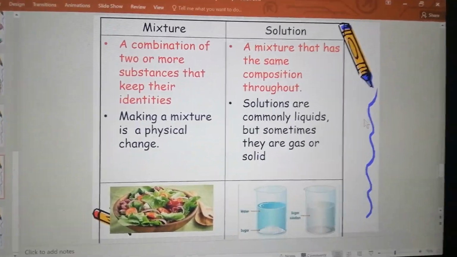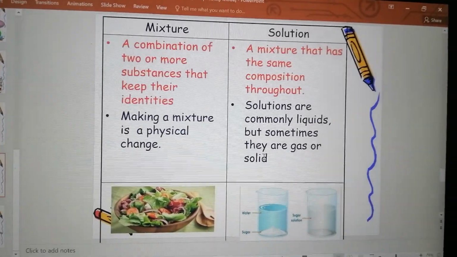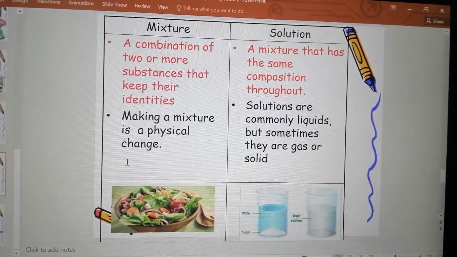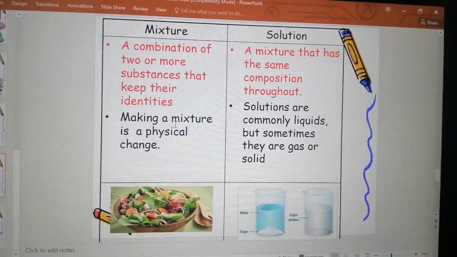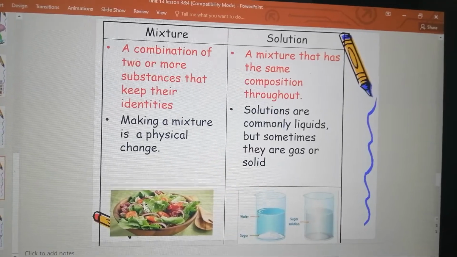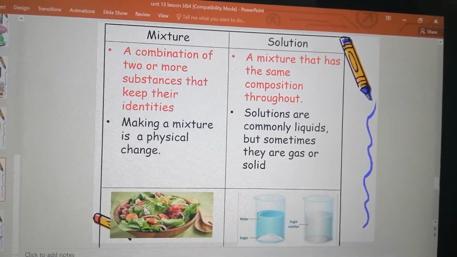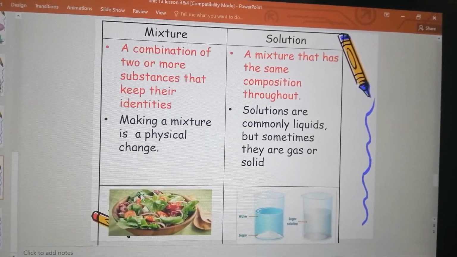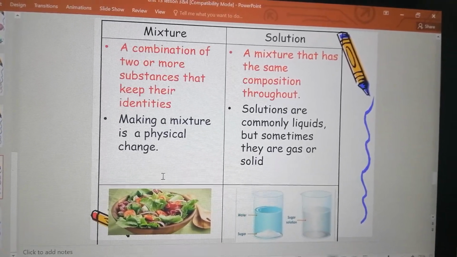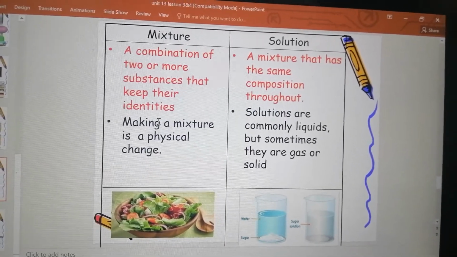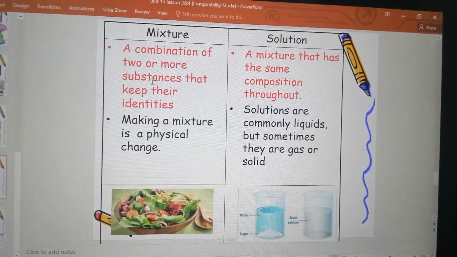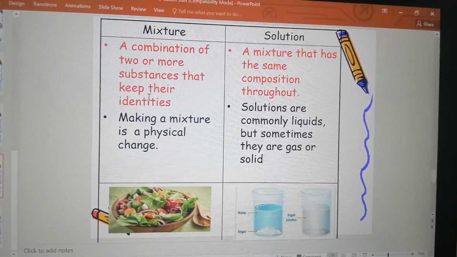What is the difference between a mixture and a solution? A mixture is a combination of two or more substances that keep their identities, like making salad, making fruit salad, making a juice. Juice is a solution. Making fruit salad or making salad or putting some colored marbles together, all this is called a mixture. We combine two or more substances, but each of them keeps its identity.